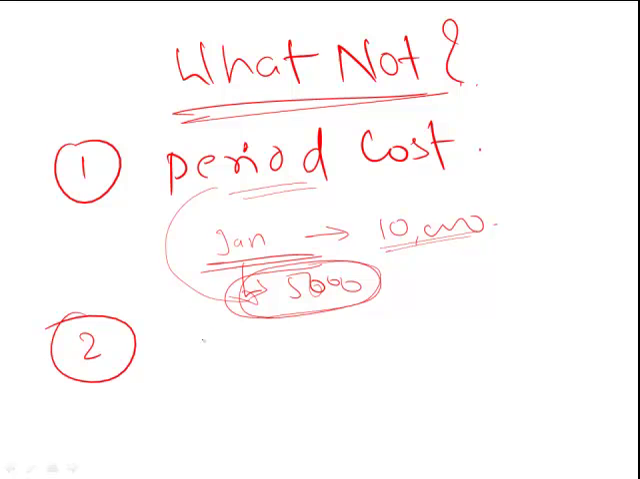In the same fashion, second, there is something called abnormal loss that is never included as a part of the inventory. Now the question is, what is abnormal loss? To understand abnormal loss, we need to first understand normal loss.